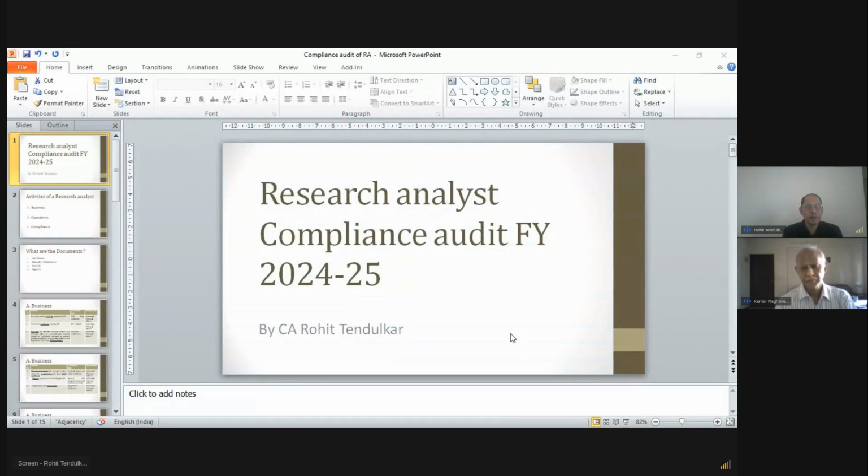Okay. So we are doing a research analyst compliance audit for financial year 24-25. In order to do that, we need to bifurcate the activities into three types: business, operation, and lastly compliance. Now, based on these three activities, I will prepare documents.